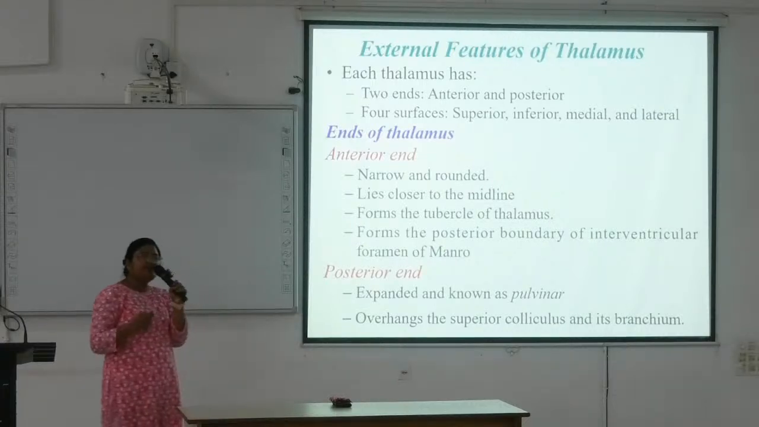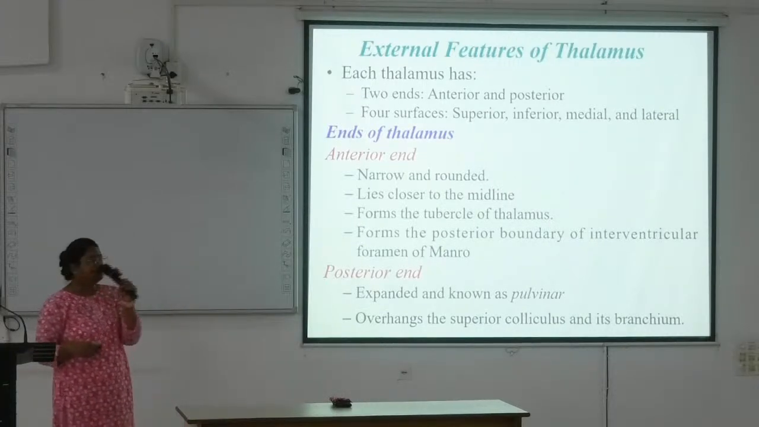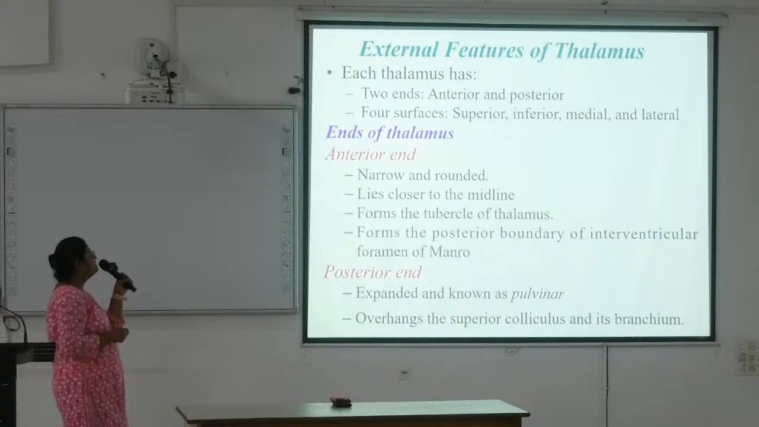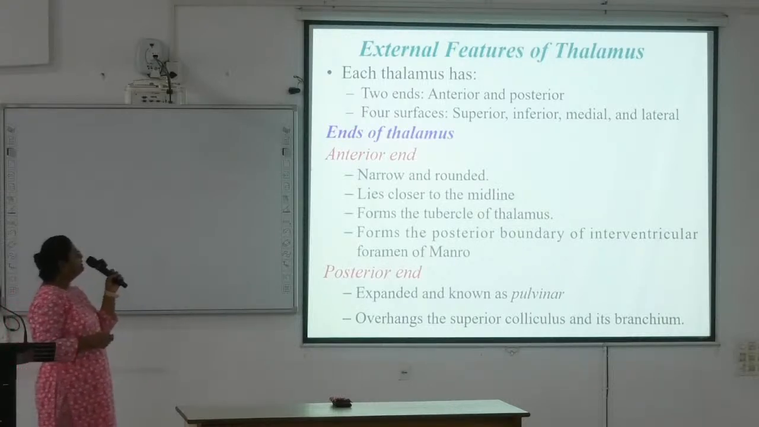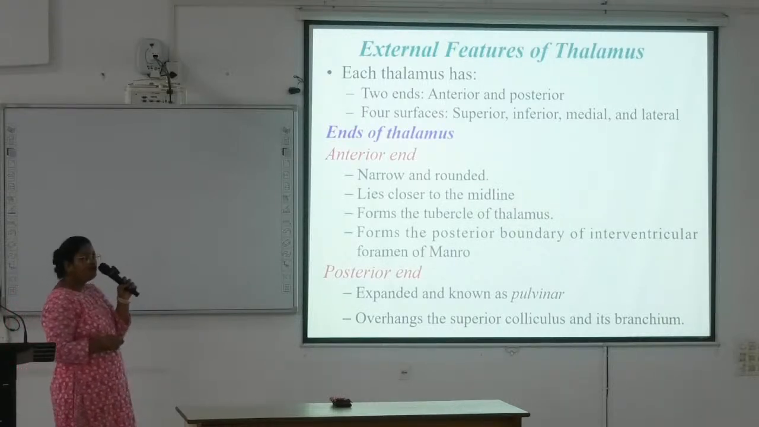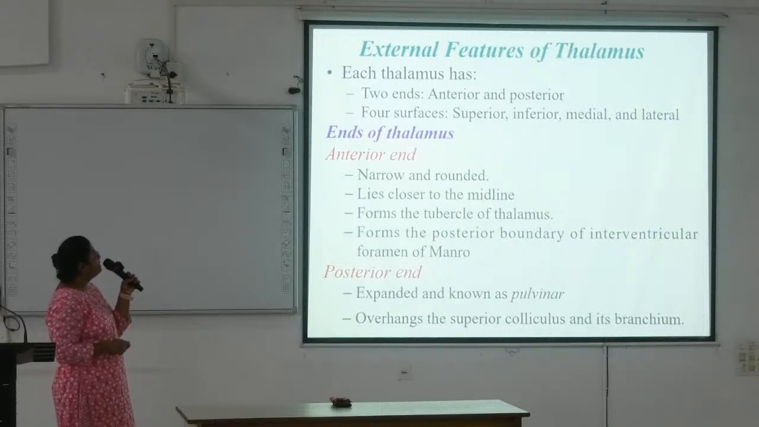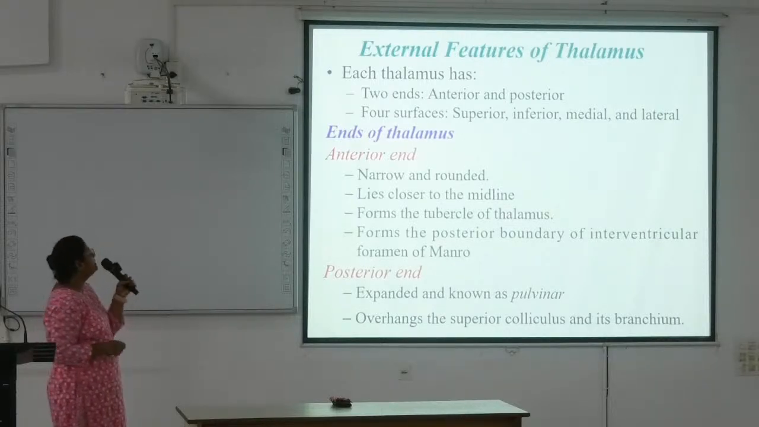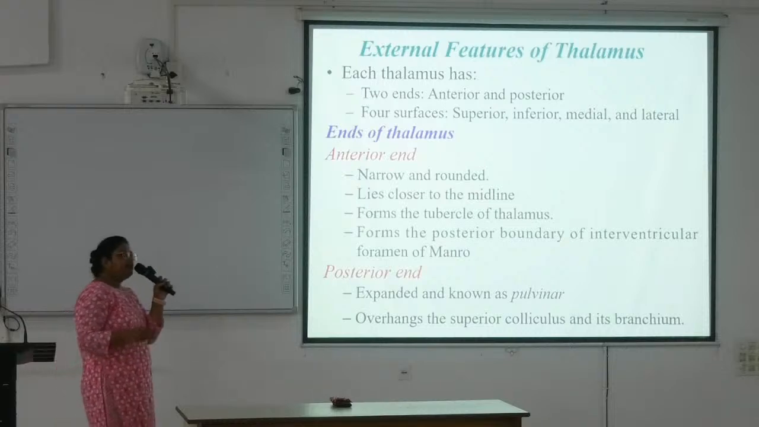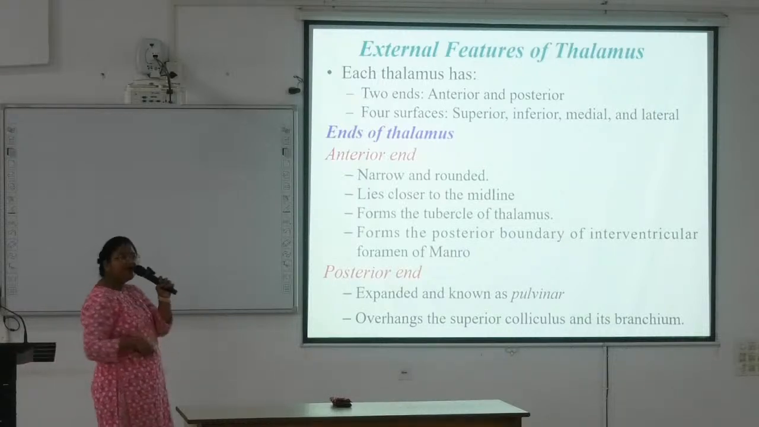Next we will discuss external features of the thalamus. Each thalamus has two ends, anterior and posterior end, and 4 surfaces, superior, inferior, medial and lateral surface. So these are the presenting parts. Now we will discuss the individual parts in details.